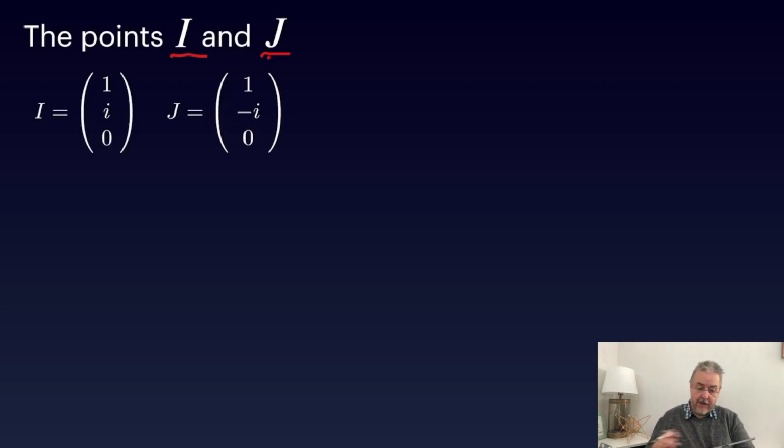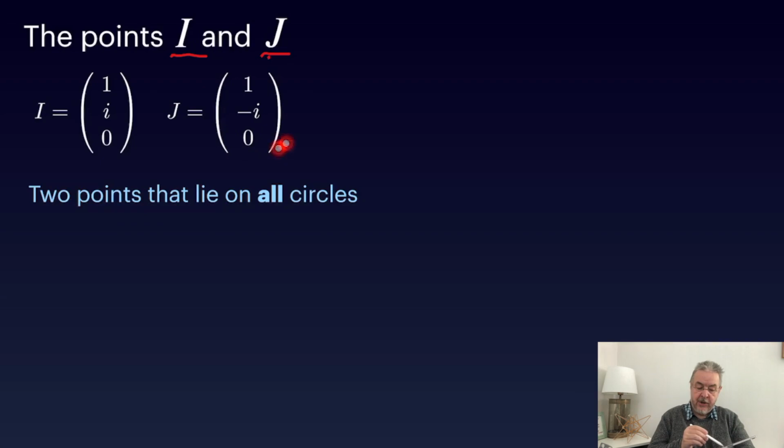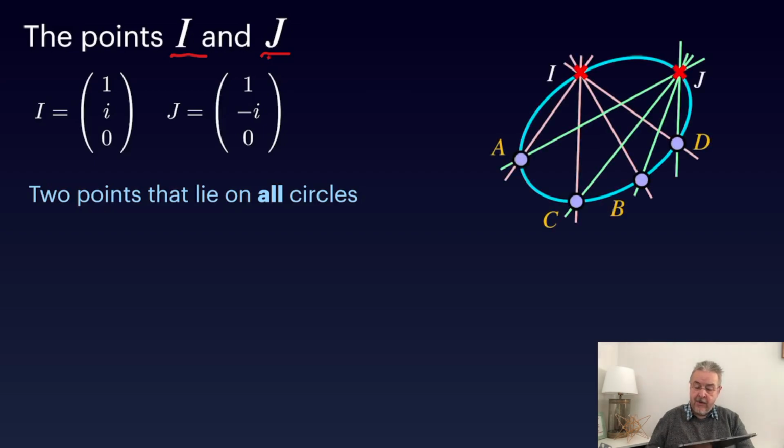And these points have the great property: these 2 points lie on all circles. So you can do the calculation with J as well, like we did on our last slide, and see that it also lies on all circles. You can even go further and say circles are defined as those conics passing through I and J.